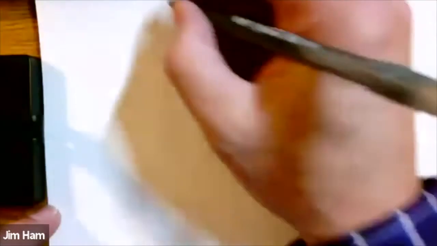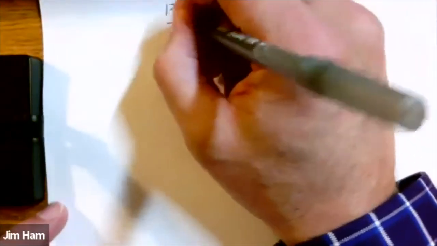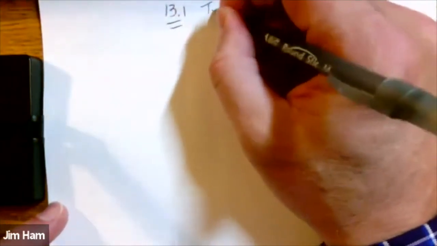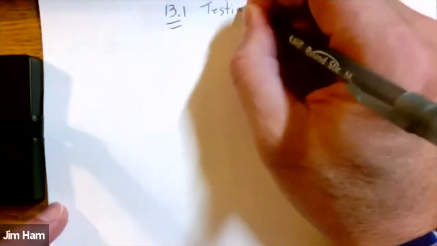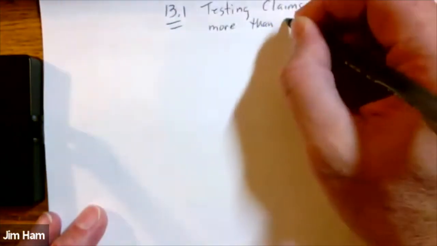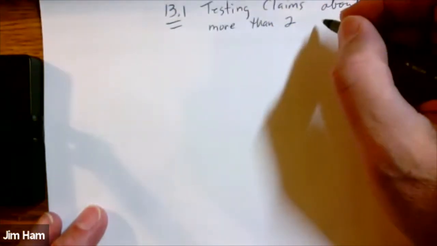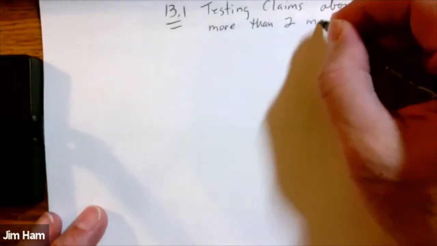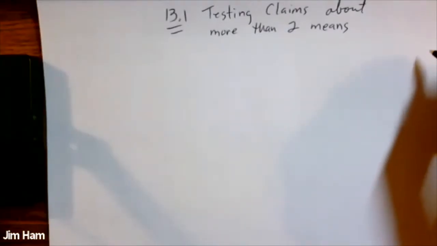In section 13.1, we're going to be testing claims about not multiple proportions, but multiple means. And usually we have smaller size groups. It's 2 or more means, but with most of our problems, we might have 3 groups or 4 groups, or maybe even 5, but we don't get much larger than that.